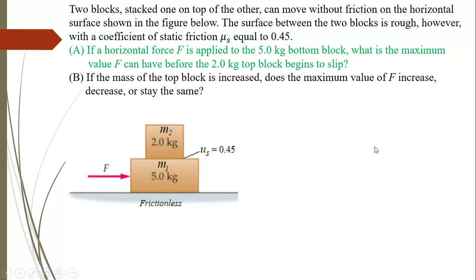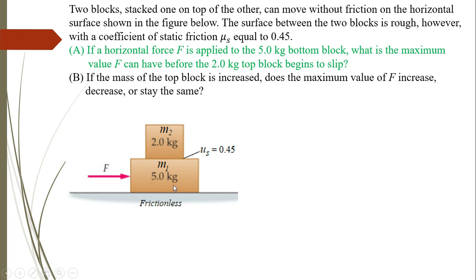All right, so in this particular video, we have two blocks stacked on top of one another, and it says that it can move without friction on a horizontal surface as shown below. The surface between the two blocks is rough, and the coefficient of static friction, mu s, is equal to 0.45. So here is the diagram.